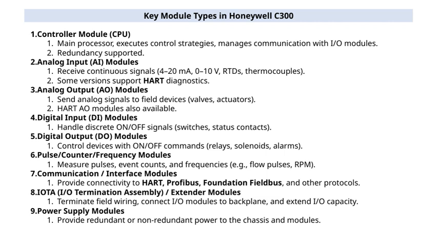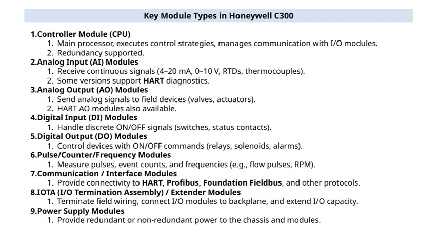The IOTA, or I/O termination assembly, along with extender modules, serve to terminate field wiring, connect I/O modules to the backplane, and extend I/O capacity when needed. They help organize and expand the system efficiently. Finally, the power supply modules are essential for powering the entire chassis and modules. They can be configured for redundancy or non-redundant setups, depending on the reliability requirements. All these modules together form the backbone of the Honeywell C300 system, enabling flexible, reliable, and scalable control solutions for complex industrial processes.